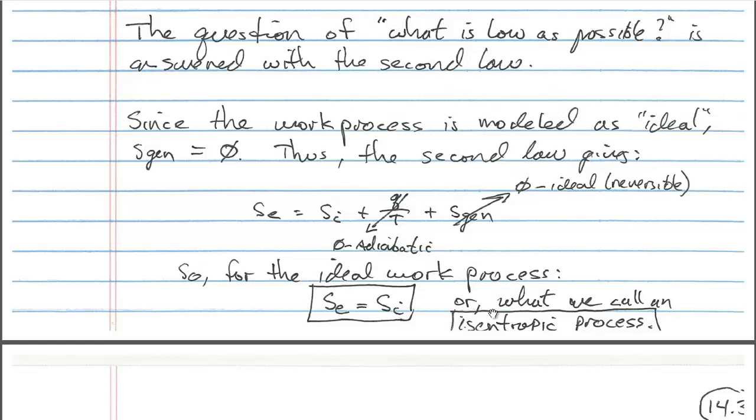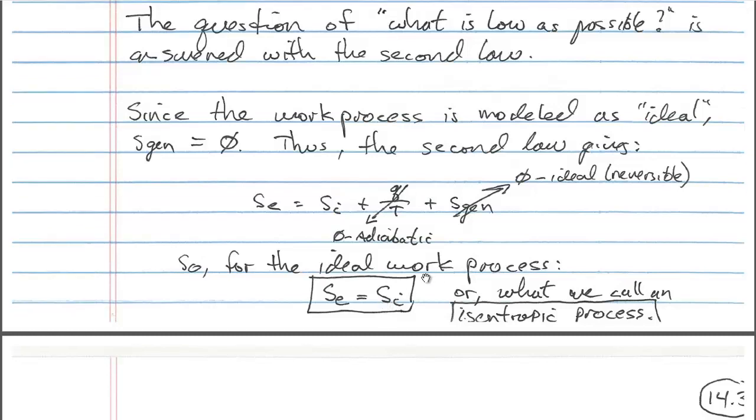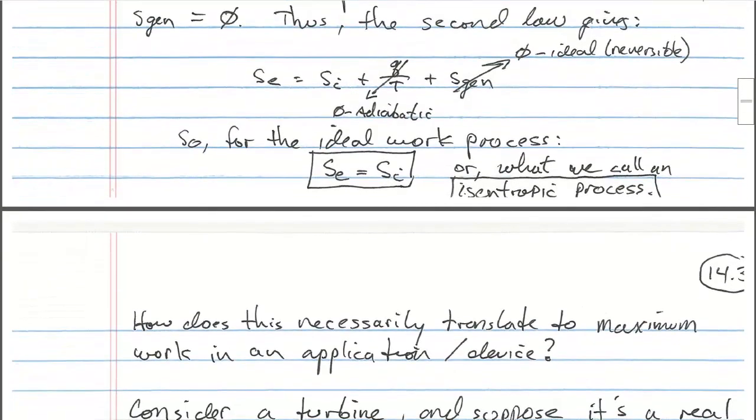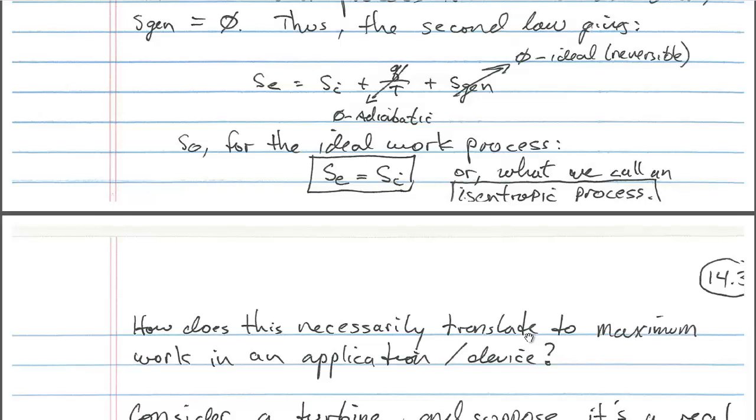And when we have this situation where the exit entropy is equal to the inlet entropy, or where the entropy stays the same through the process, we call that an isentropic process. And we learned about that earlier this semester. We had a homework that had us explore isentropic processes. And now you know that the isentropic process, in fact, is an ideal process. Okay, so what that means, getting back to the original question, is that the lowest possible exit state from this ideal turbine is one where the exit entropy is equal to the inlet entropy.